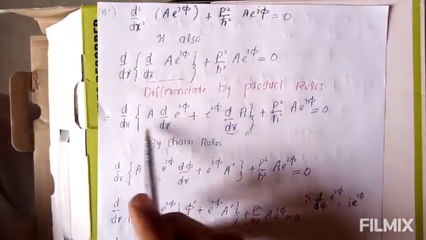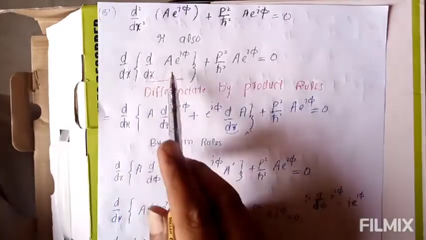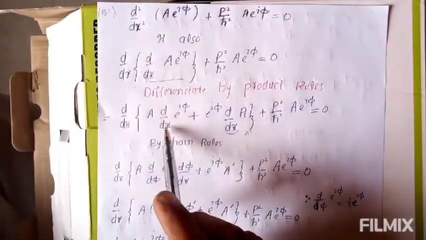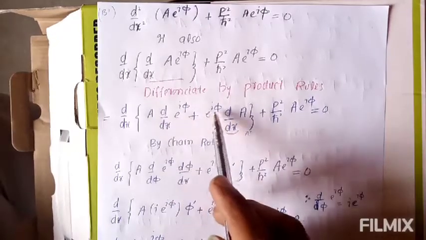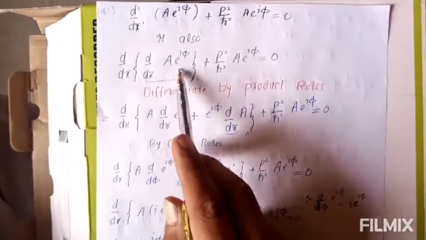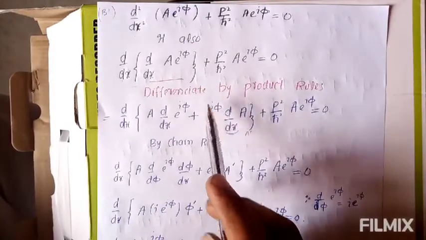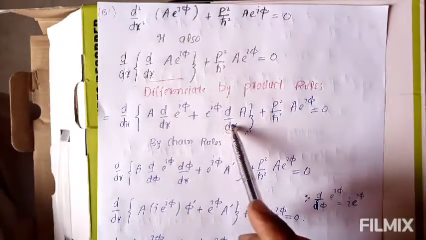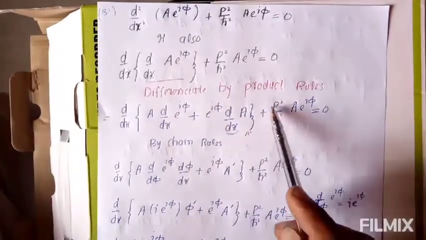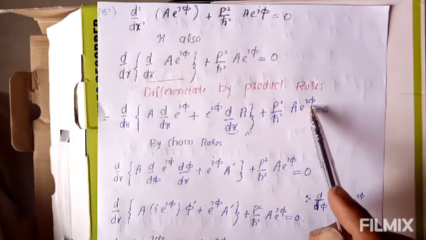So differentiating by the product rule, it will be ∂/∂x: A is taken as it is, and we take the derivative of e^(iφ), plus e^(iφ), the second part, as it is, and then we take the derivative of the first one, A. This is the differentiation by product rule, plus p²/ħ² times A e^(iφ) is equal to 0.